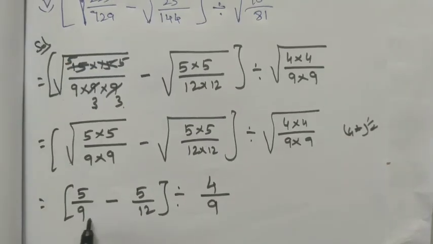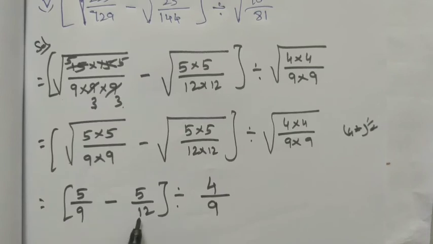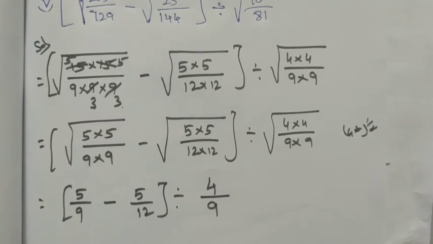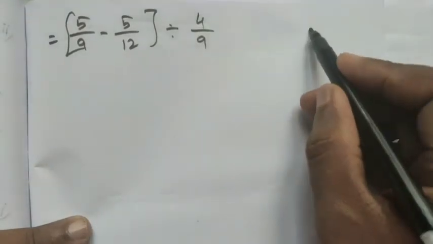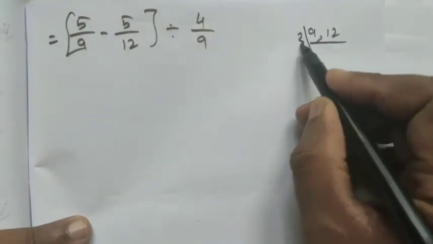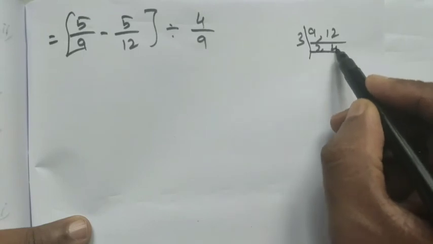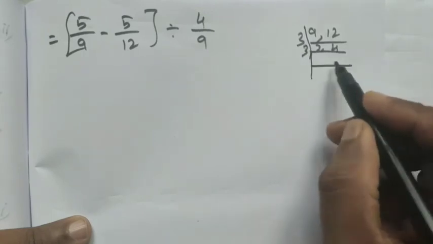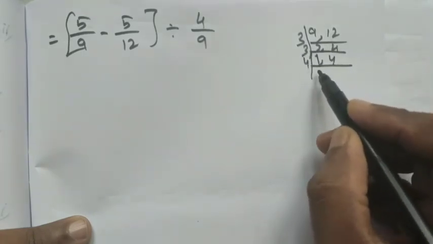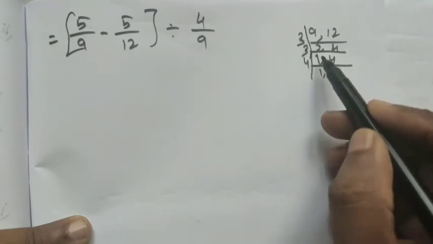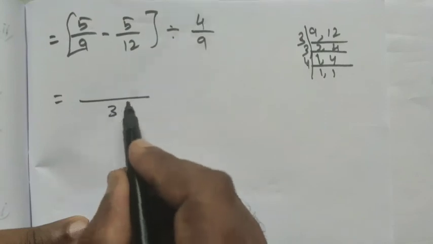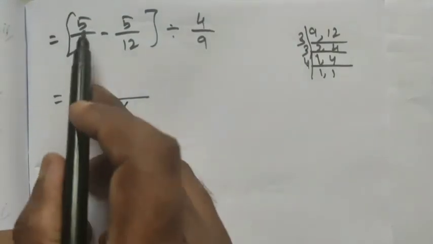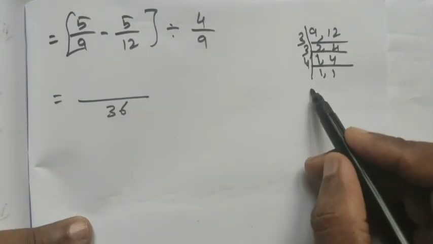Now we want to subtract this first. Here the denominators are not equal, so first we have to take the LCM for this 9 and 12. If we take the LCM of 9 and 12: 3 1s are 3, 4s are, again 3 we get 1, 4. Again 4, 1, 1. 3 3s are 9, 9 4s are 36. So here the denominator is 36. Right? So each and every term is multiplied by 36.